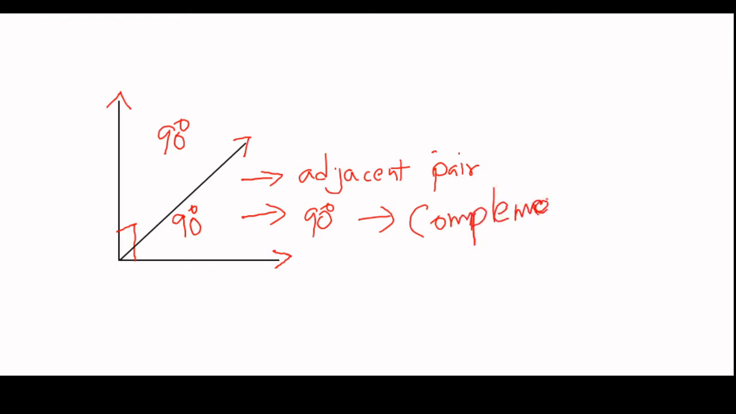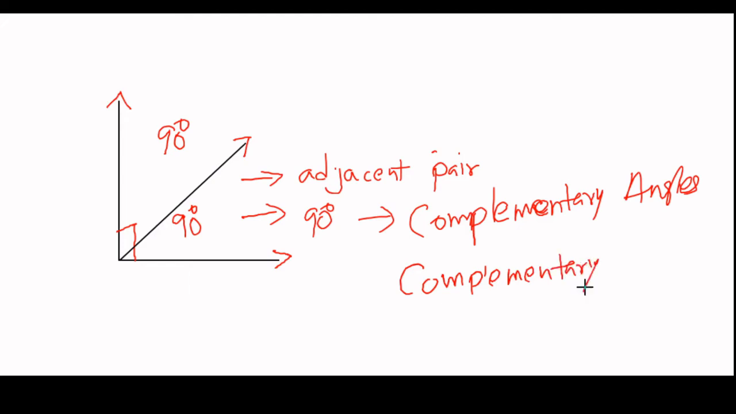Complementary angles are a pair of angles whose total measure is equal to 90 degrees. There is no condition that complementary angles must be adjacent angles. I will show you. Suppose that we have two different angles, not adjacent angles. That means there is no common arm between them. I will show you.